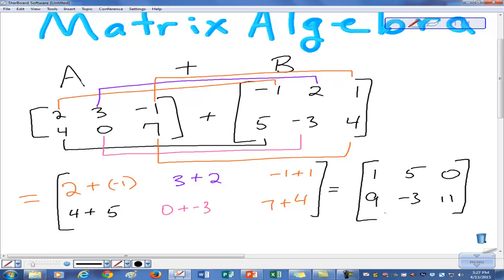Now notice when you're adding, this is a 2-row, 3-column, so this is a 2 by 3 for matrix A. And matrix B is also a 2 by 3: 2 rows, 3 columns. So we can say that matrix A plus matrix B is also a 2 by 3 matrix. So whatever you start with in your matrices, they have to be the same dimensions for both of them, and you're going to end up with the same dimensions for their sum or their difference.